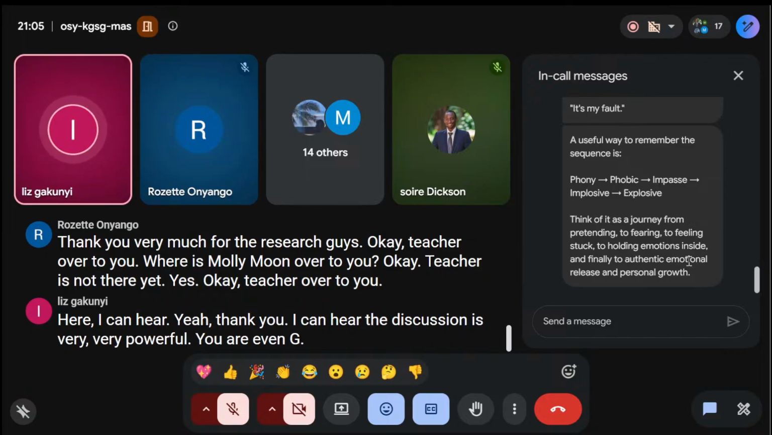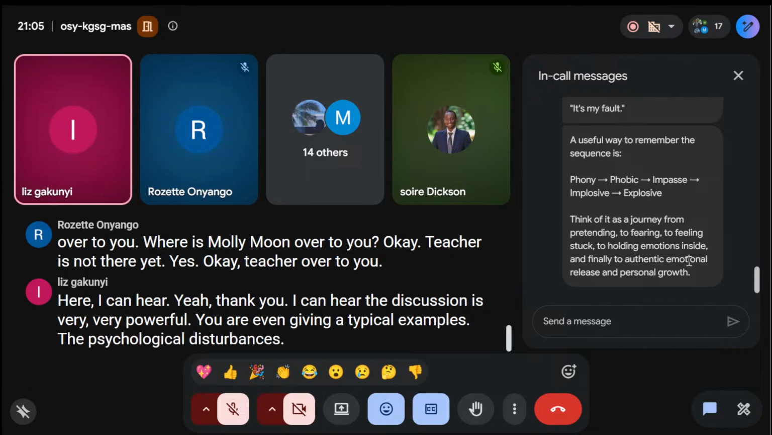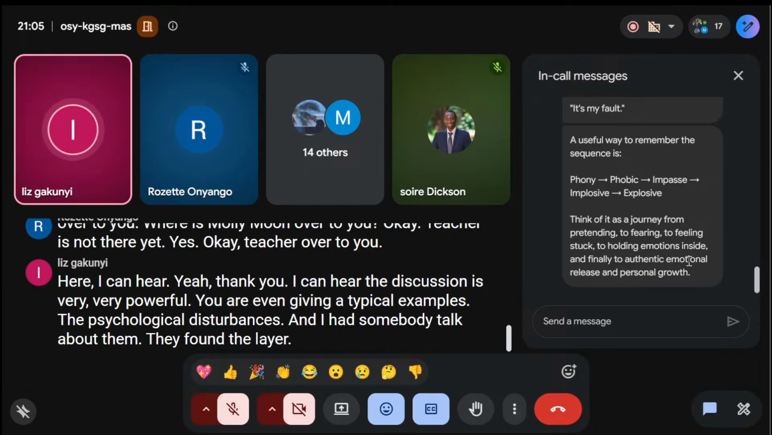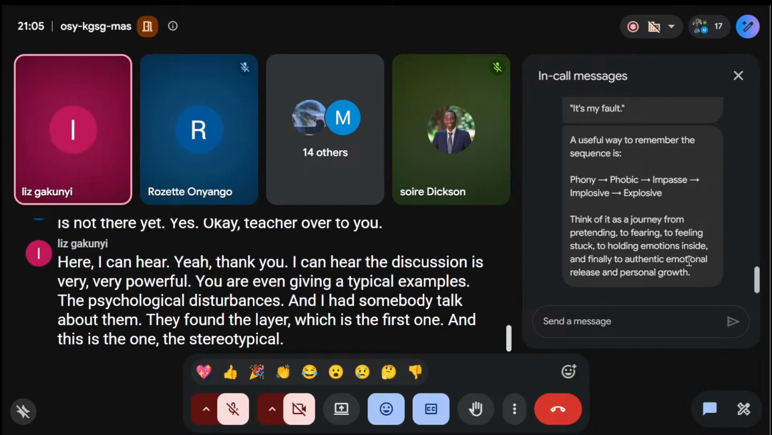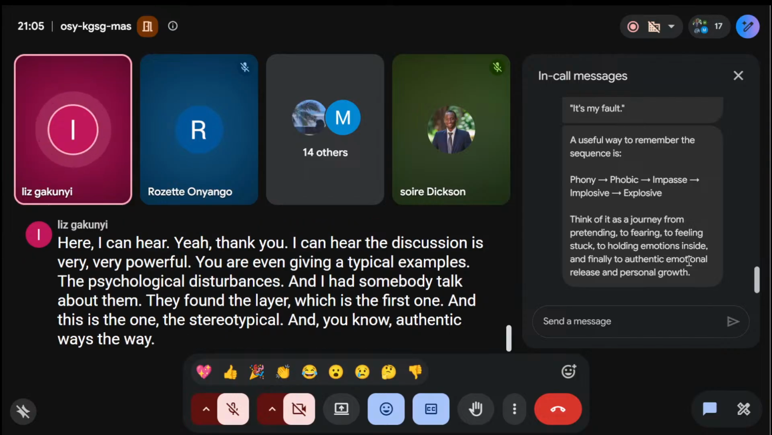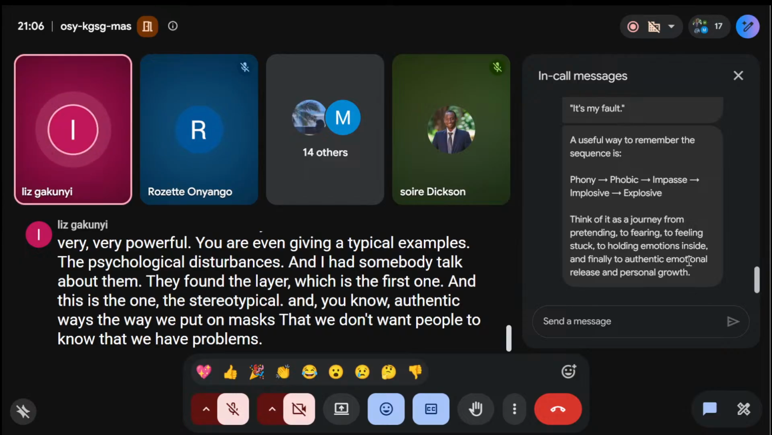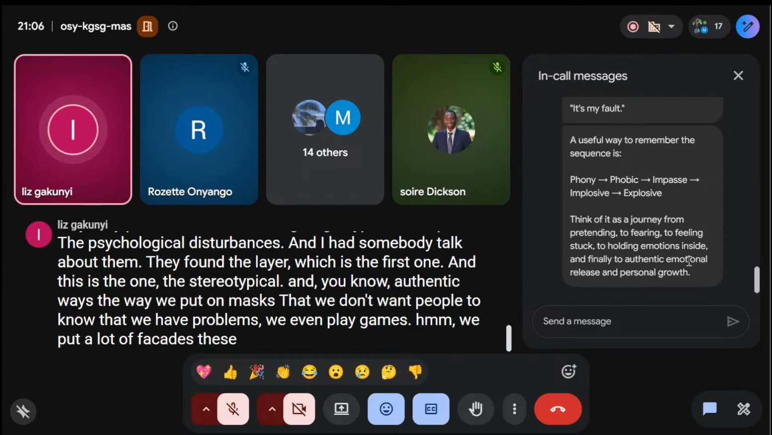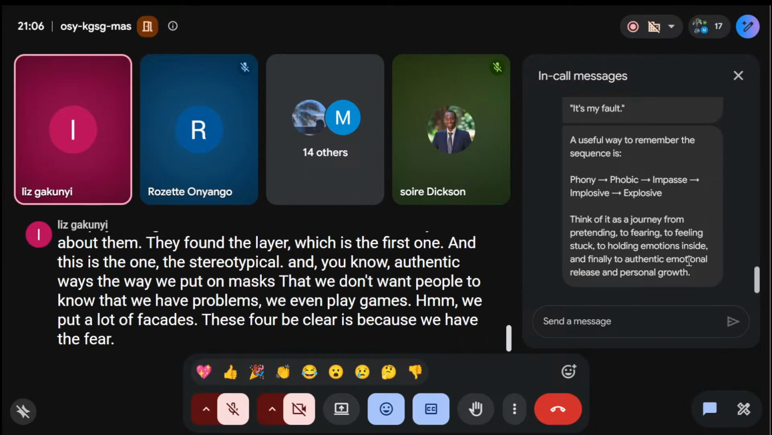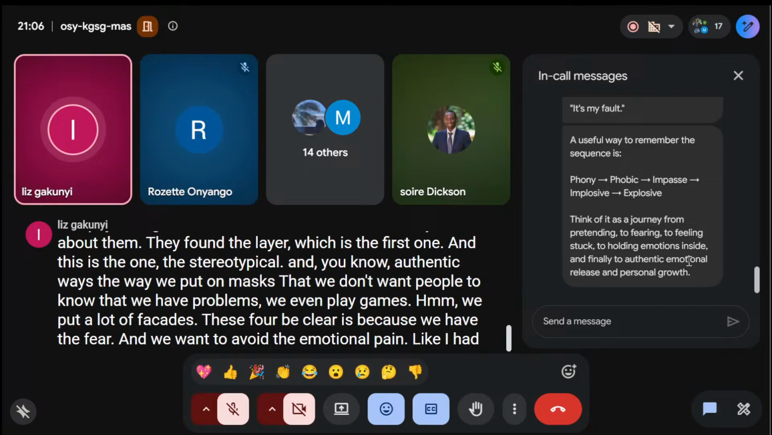You are even giving us typical examples of the psychological disturbances. And I heard somebody talk about the phony layer, which is the first one. This is the stereotypical and inauthentic way, the way we put on masks, because we don't want people to know that we have problems. We even play games. We put up a lot of facades. This phobic layer is because we have fear, and we want to avoid the emotional pain, like I heard you say.